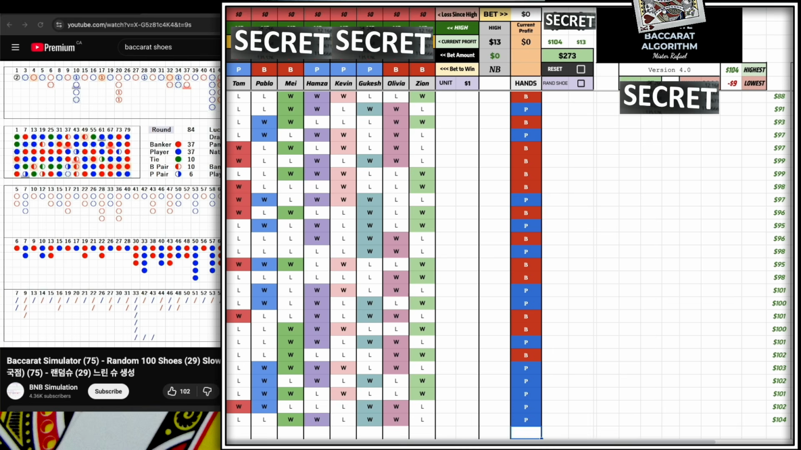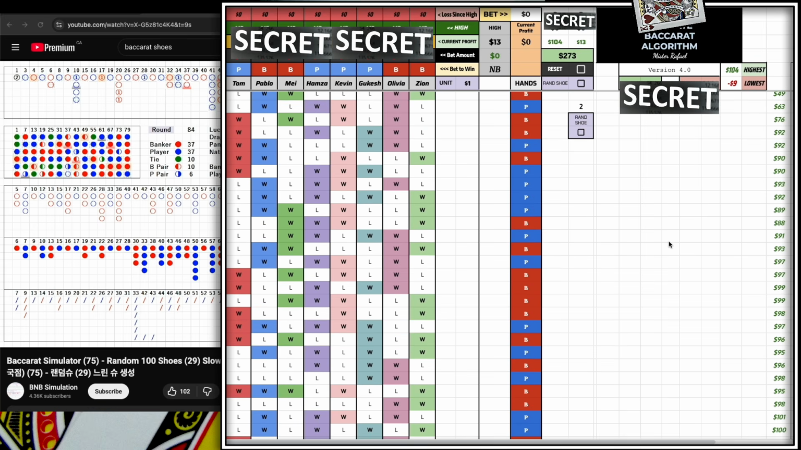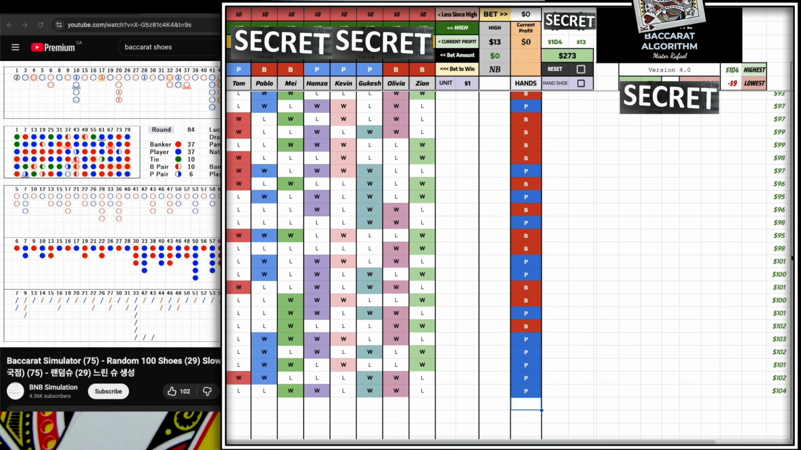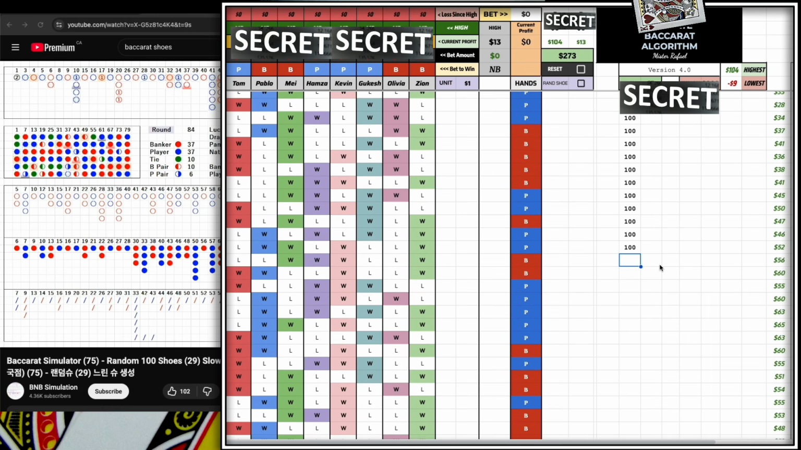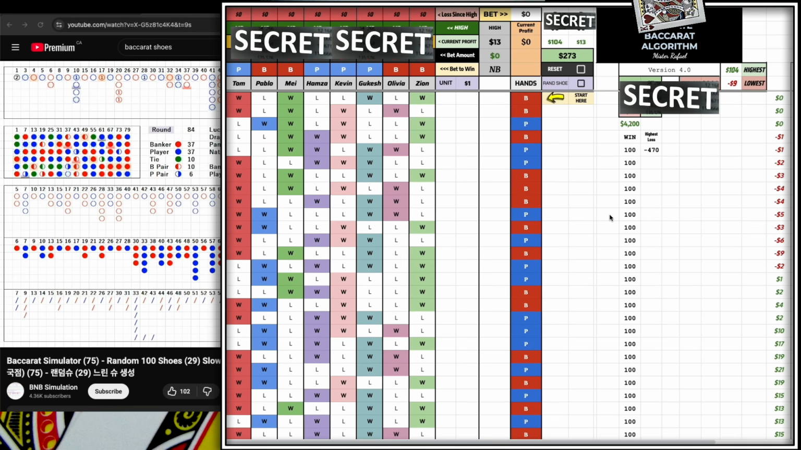Wow, we hit it. Shoe 100, we hit another win goal. Where was that? It was right here, 101. And this is where we would have stopped. Unbelievable. Let's enter in another $100.